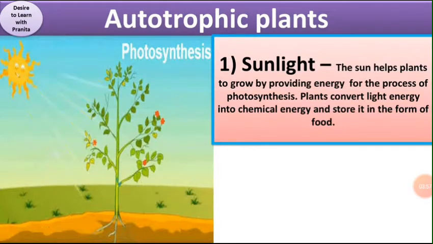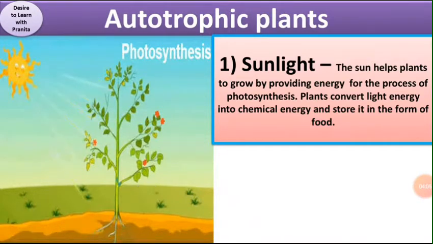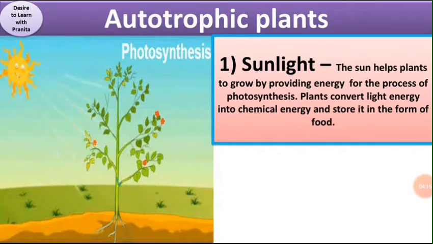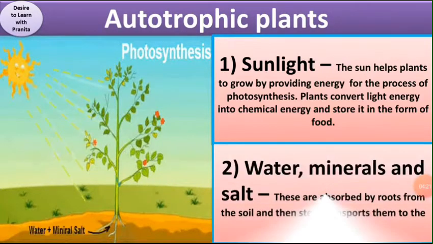Now sunlight. The sun helps plants to grow by providing energy for the process of photosynthesis. Plants convert light energy into chemical energy and store it in the form of food. That means plants get energy with the help of the sun, and with the help of the sun they prepare their food, and this process is called photosynthesis.